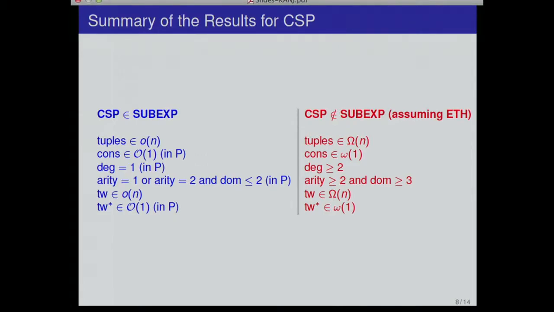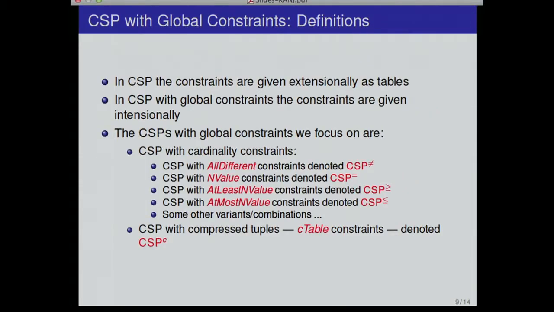In terms of the primal tree width, if the primal tree width is sublinear, the problem is solvable in sub-exponential time. If it's linear, it's not. If the incidence tree width is a constant, the problem is NP. If it's omega of 1, the problem is not solvable in sub-exponential time. So this is basically a summary of the results that we obtained for the standard CSP.